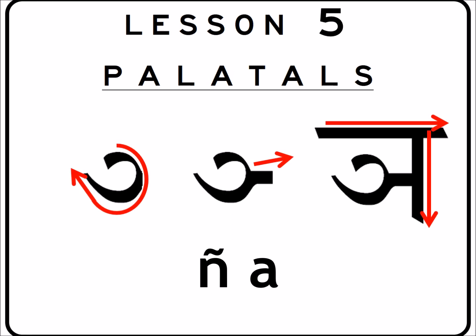So to write this letter, you're going to first draw a backwards lowercase C. Then in the middle of that C shape, you're going to draw a horizontal line to the right. Then you're going to draw a vertical line, which is going to meet that horizontal line about halfway. And then finally draw the crossbar on top. So this is how you write the letter nya.